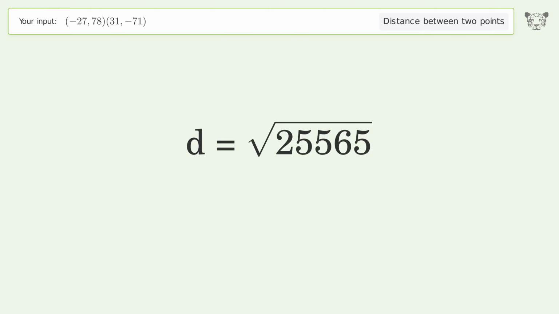And so the distance between the 2 points is the square root of 25,565 or 159.891.